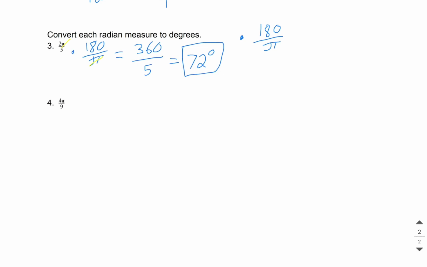All right, try the next one. You guys can hit pause, and then you can check your answer with me once you're all set. All right, so welcome back. If you take a look, with this one, we want to do that same thing. We want to multiply by 180 over pi. We can cancel out those pi's. And after all has been reduced, you guys should end up with 80 degrees.